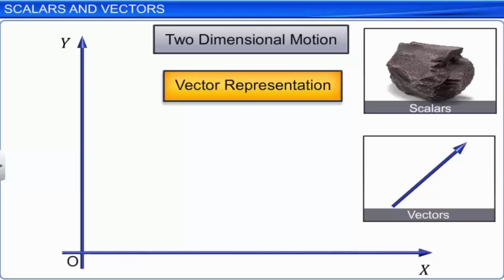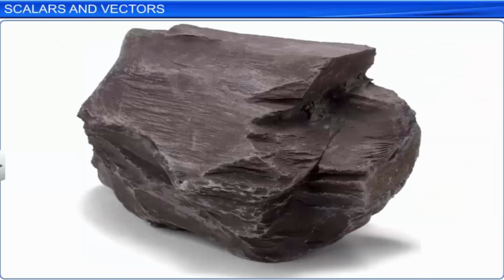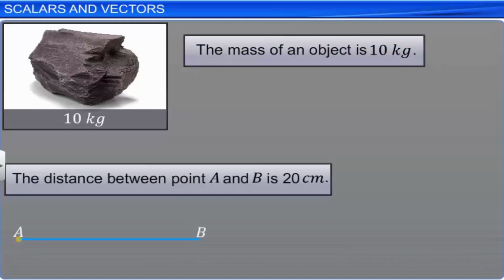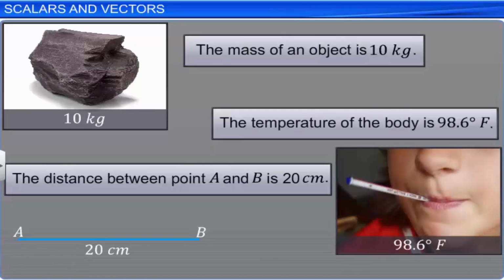Entities described completely with the help of a number, along with its unit, are called scalars. The mass of an object is 10 kg. This description is complete, and you do not need to add to it to identify it. Similarly, the distance between point A and point B is 20 centimeter, is a complete description. Likewise, the temperature of a body and the time at which an event takes place are described completely by a number along with corresponding units.